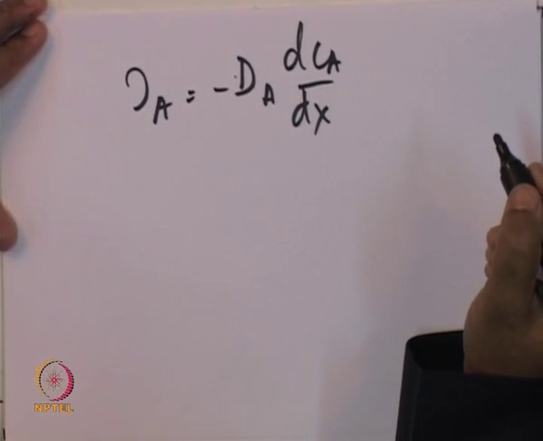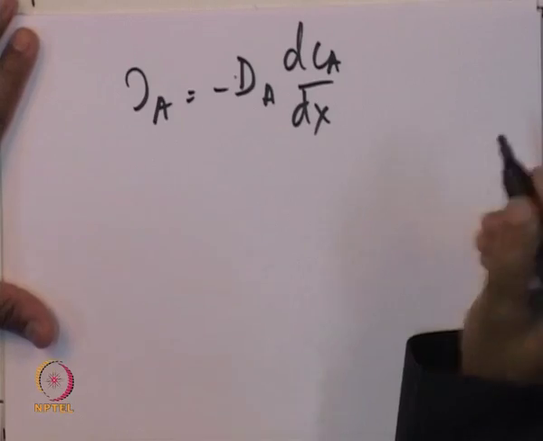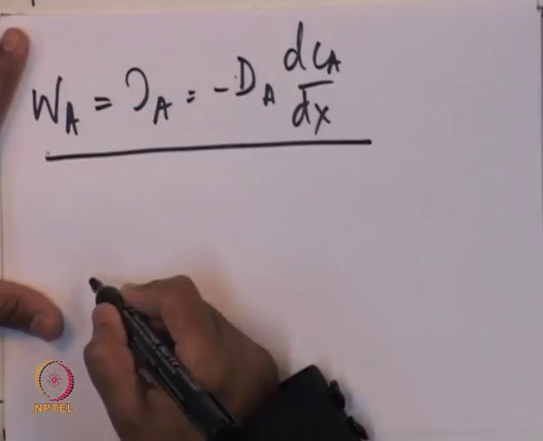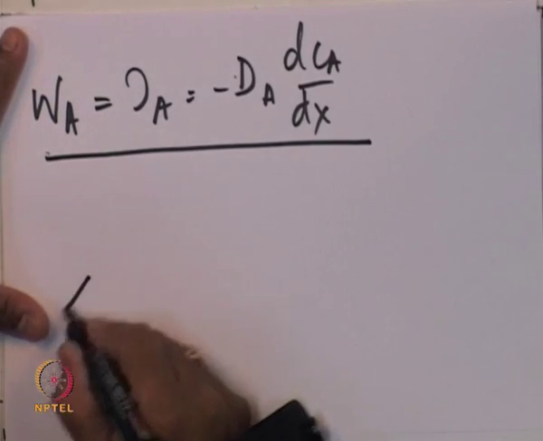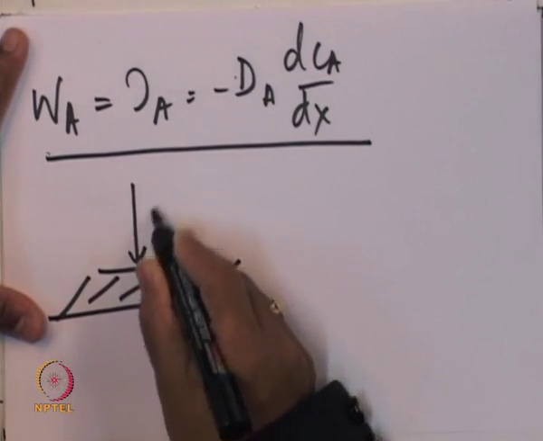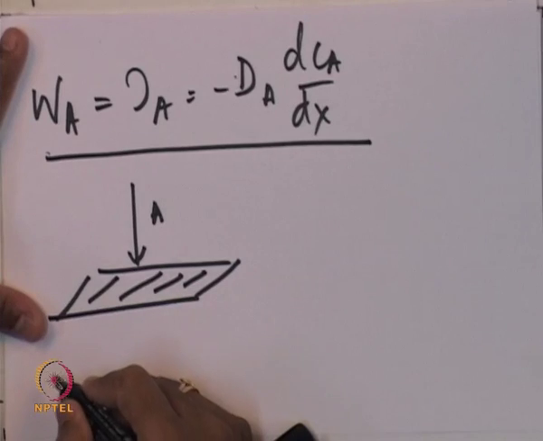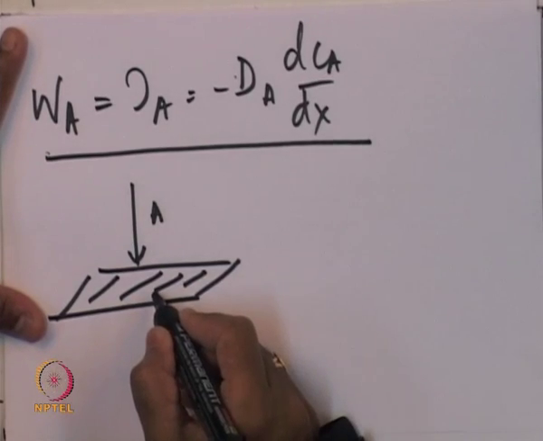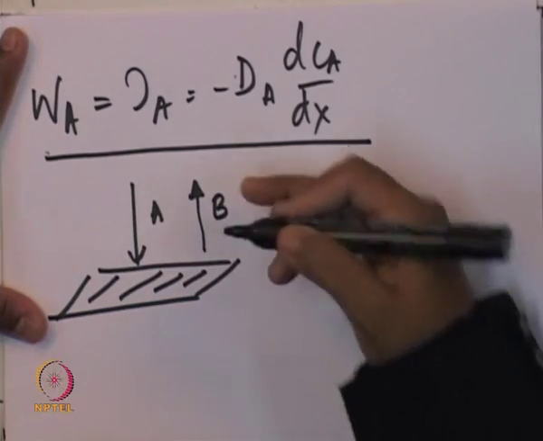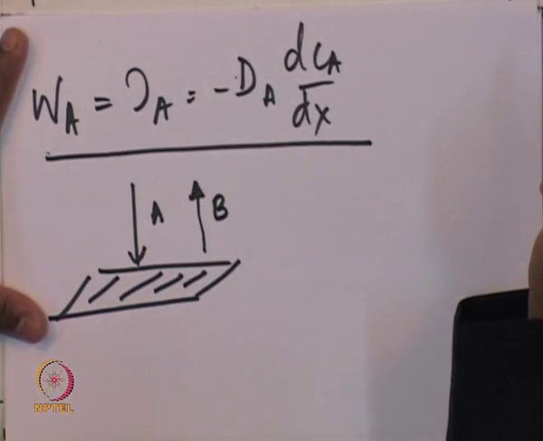This is fine, but we have equated it equal to WA. Normally, there are many situations possible. Now, you have a surface on which A is going, there is a reaction taking place, B is formed, so B is diffusing back. What is the net flow?